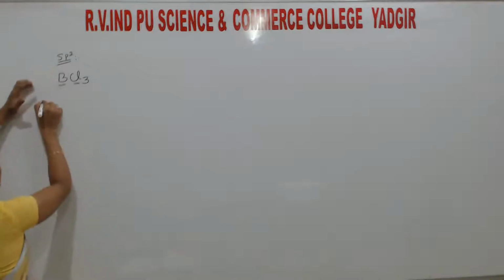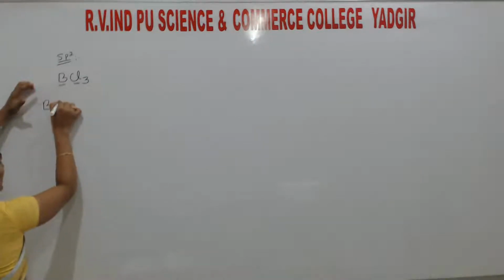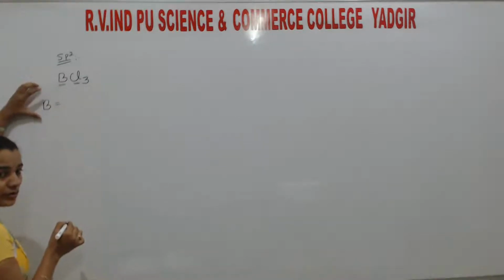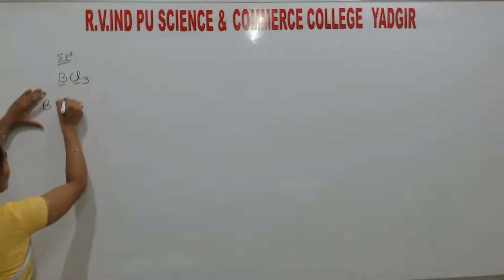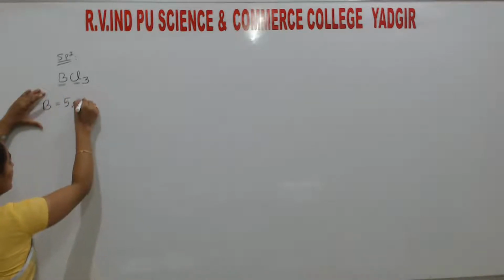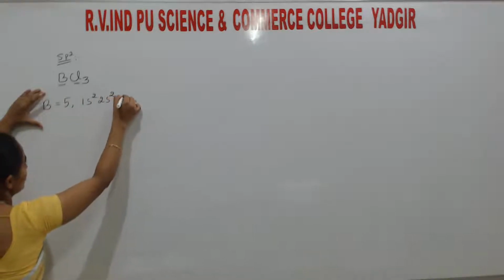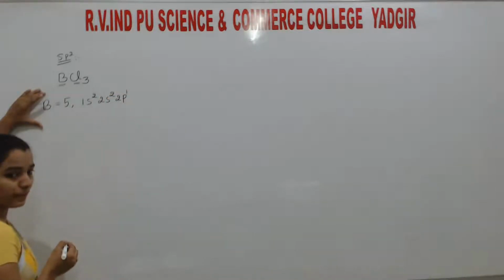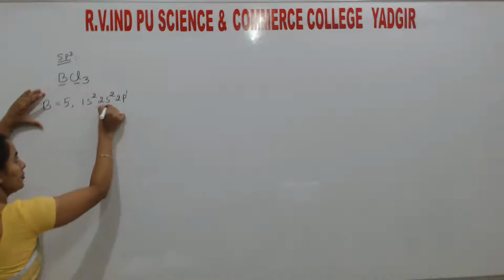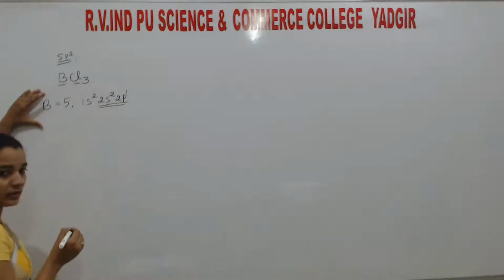We write the electronic configuration for the central metal atom. In the last class I already gave you the rules to find out the hybridization. First, write the electronic configuration. Boron atomic number is 5. It is 1s2, 2s2, 2p1. Next, selection of the valence shell.